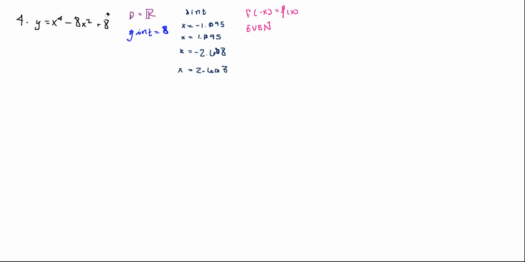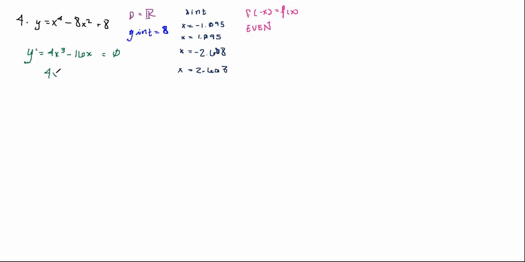Then intervals of increasing and decreasing. How are we going to find this? All right, so here is my first derivative. What do I do next? Yes, factor, and then we're going to set it equal to 0. So we're going to say this is equal to 0 because we're trying to find critical points.